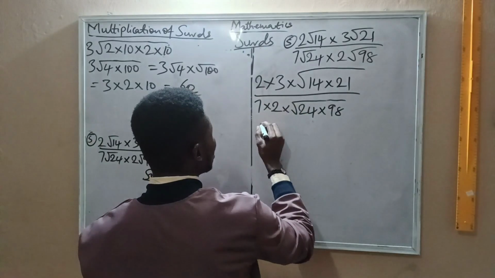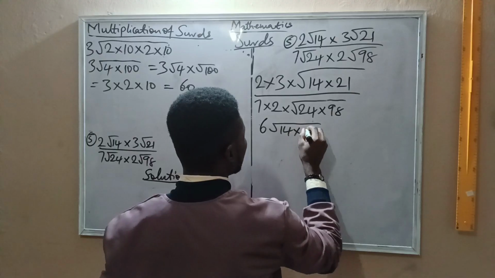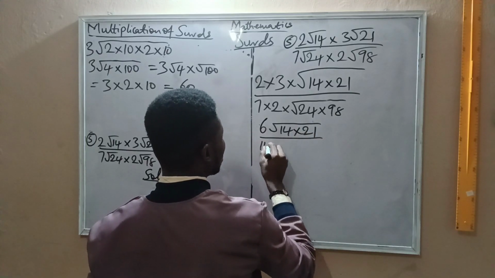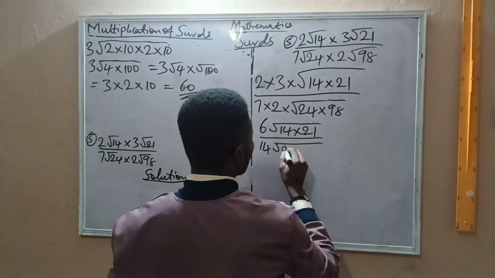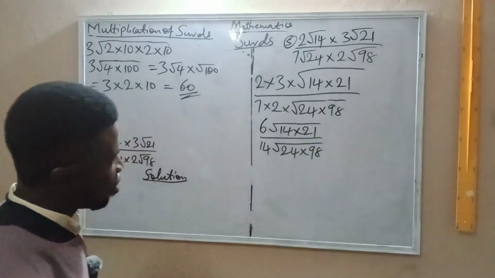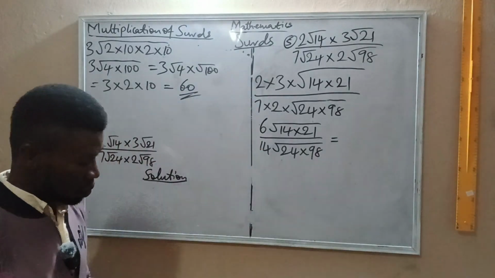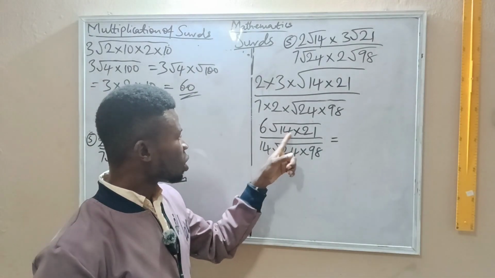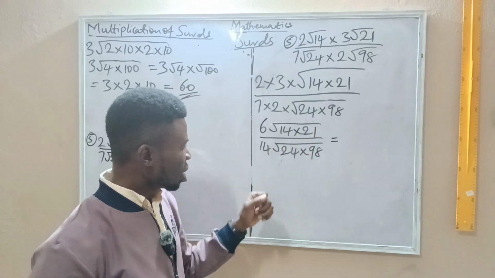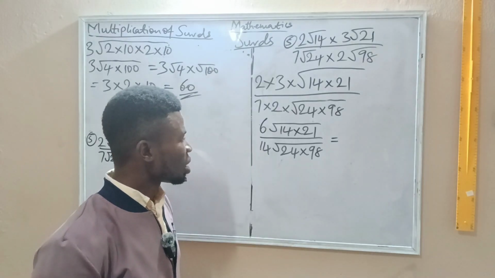And this is 2 times 3 is what? 6. Surd 14 times 21 all over 7 times 2 is 14. Surd 24 times 98. Now, we need to simplify, we need to get a perfect square from these numbers, and then it might be 2 or 3. The same thing from these ones, so that we can simplify them.